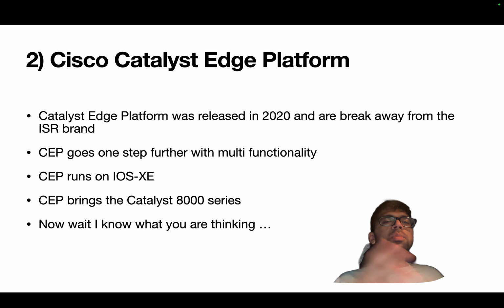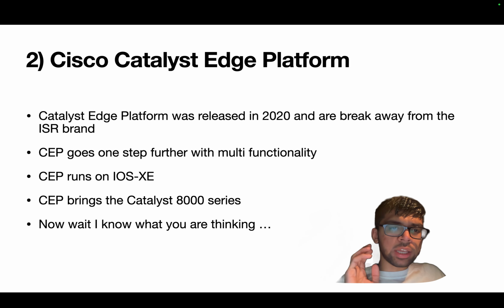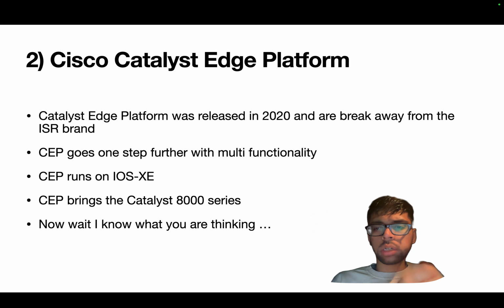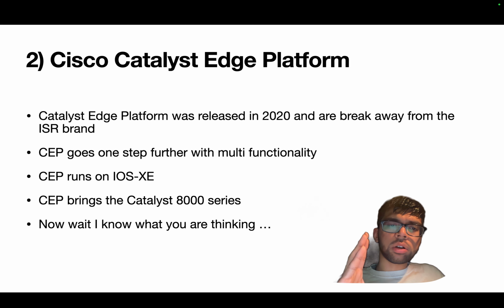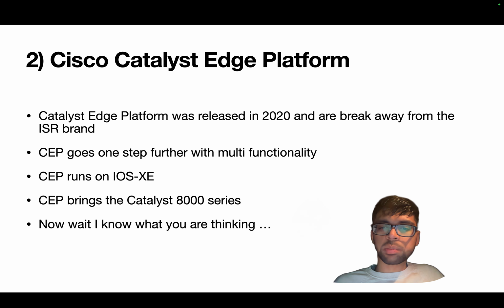So the Catalyst Edge platform, released in 2020, at the start of this decade, was a breakaway from the ISR brand. Now, it goes a step further when it comes to multifunctionality. Remember how I was talking about ISR doing more than what a traditional router does. The Cisco Catalyst Edge platform, I'm just going to call it CEP now, goes a step further with that multifunctionality.